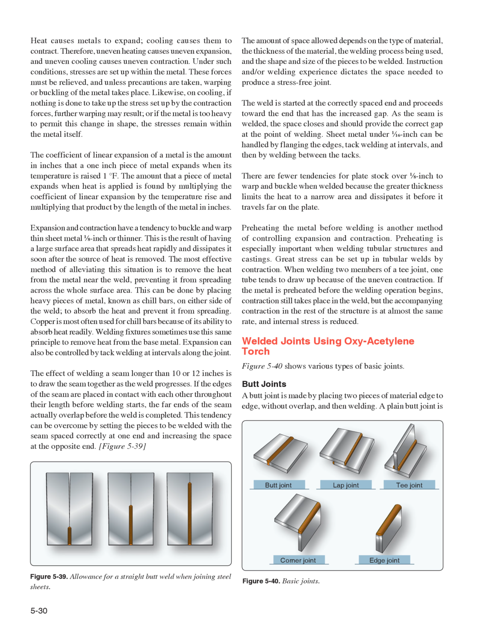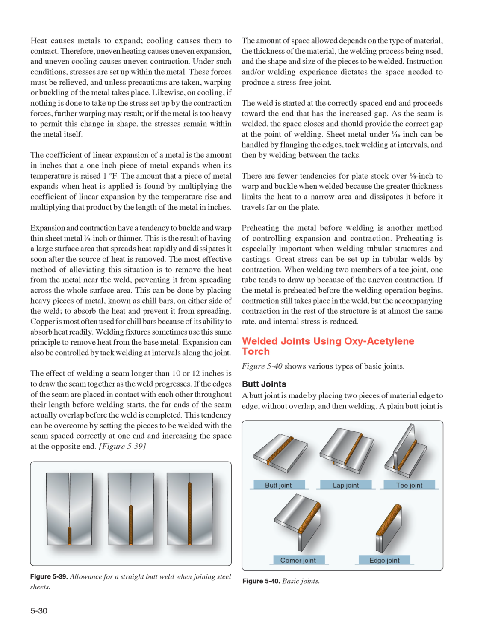This can be done by placing heavy pieces of metal, known as chill bars, on either side of the weld, to absorb the heat and prevent it from spreading. Copper is most often used for chill bars because of its ability to absorb heat readily. Welding fixtures sometimes use this same principle to remove heat from the base metal. Expansion can also be controlled by tack welding at intervals along the joint.